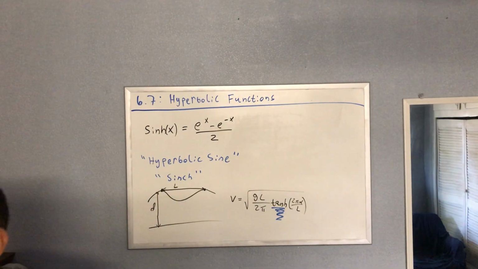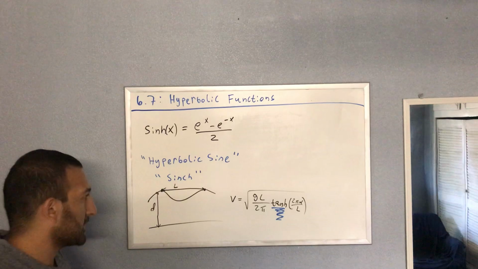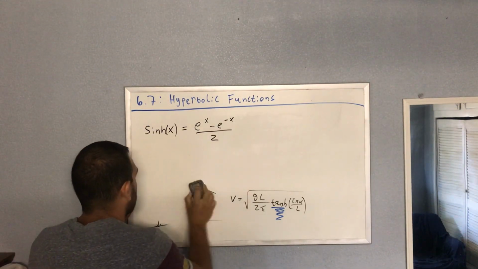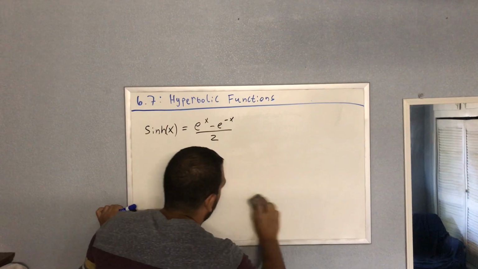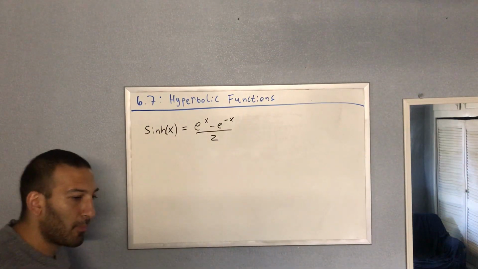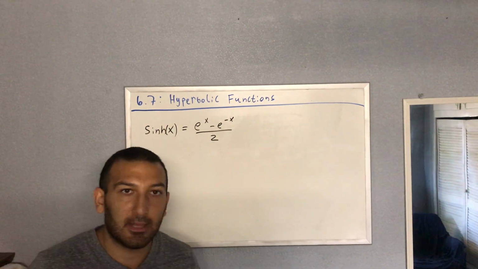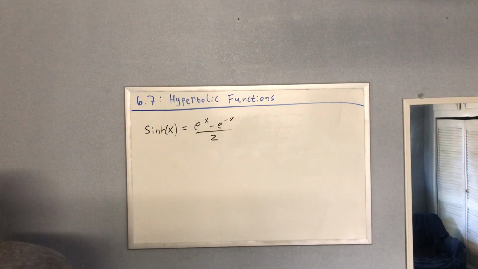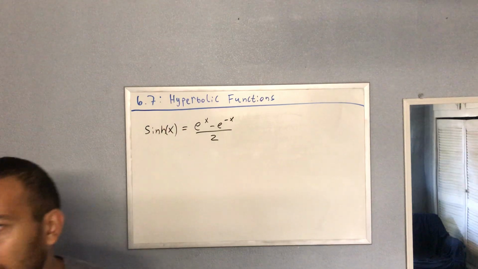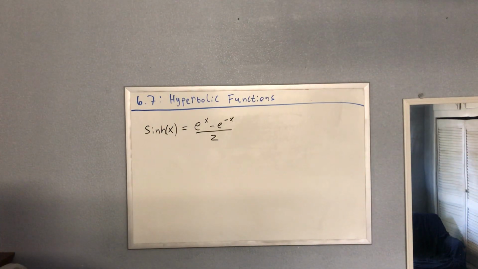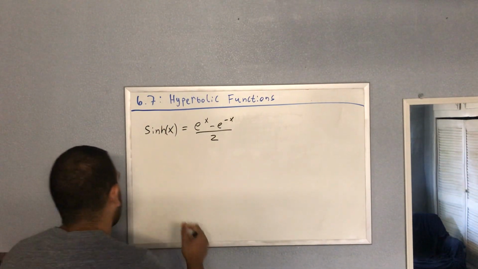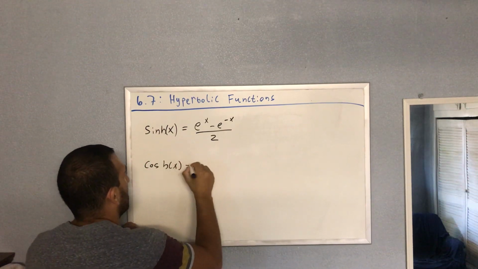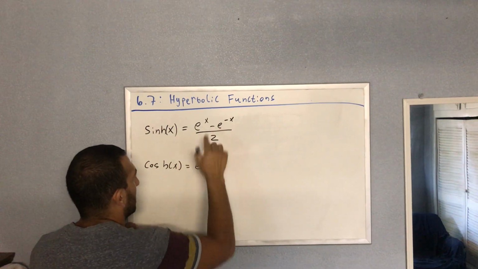There are also other things that we can talk about in class, but the idea here is that these functions show up as models of a lot of phenomena in life, so that's why they get a whole section dedicated to them. They're very interesting and neat. Next up: if we had hyperbolic sine, we should have hyperbolic cosine, and the only difference is here there's a plus sign.